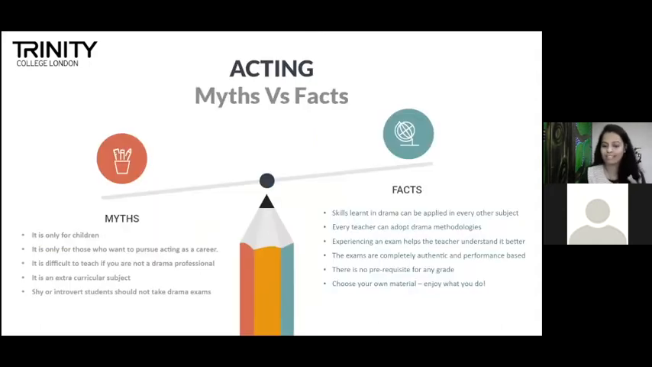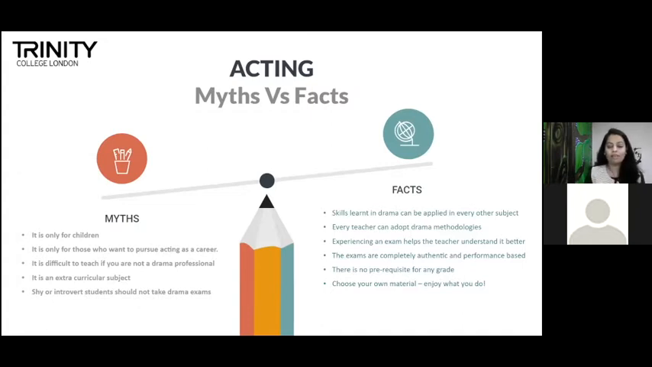So let's get started with the myths and the facts. Before we get into them, I want to quote James Mangold. I'm very sure that many of you or someone in your family would be very fond of Ford versus Ferrari. The director says that the boundary between real life and acting is absolutely difficult to find. And I think we all agree with it.